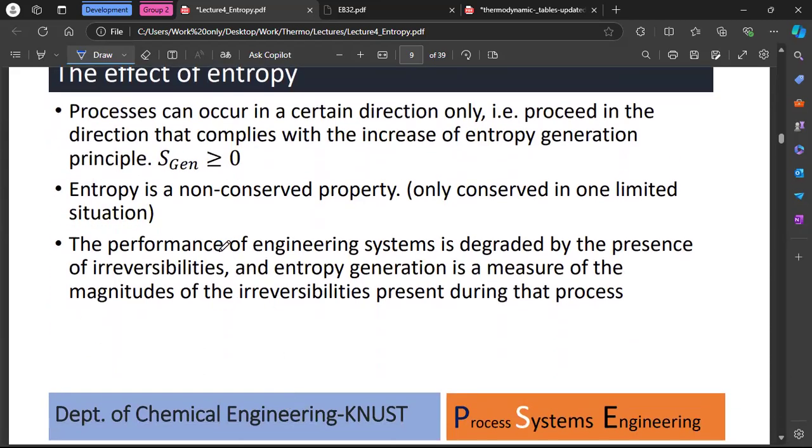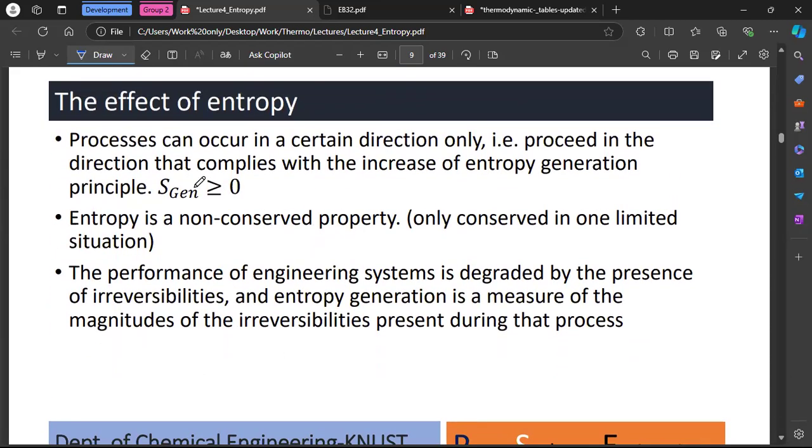So we'll look at the effects of entropy. So processes can occur in a certain direction only. So we'll see examples of what we mean by that, right? They proceed in a direction that complies with the increase of entropy generation. So that means that when we are looking at processes, the only processes that can actually work are the processes where our entropy generated is greater than or equal to 0. So it has to follow this principle.